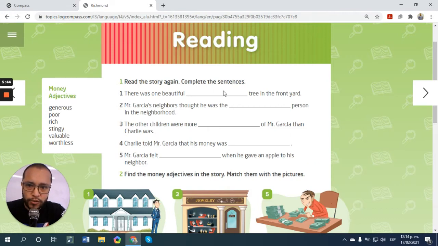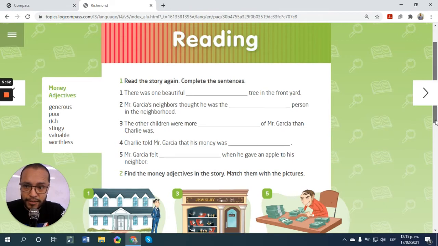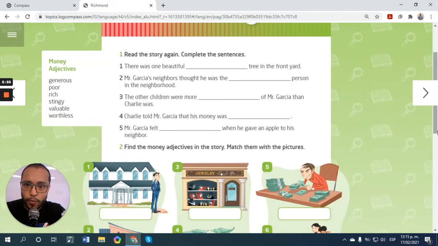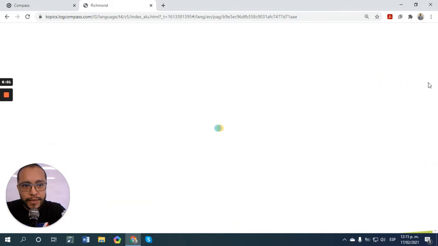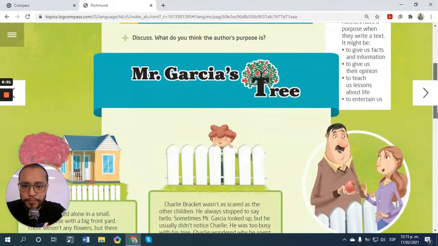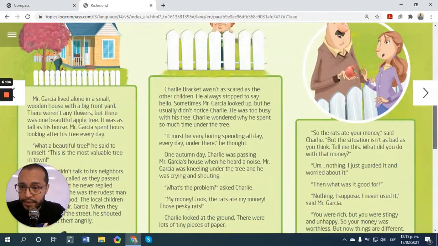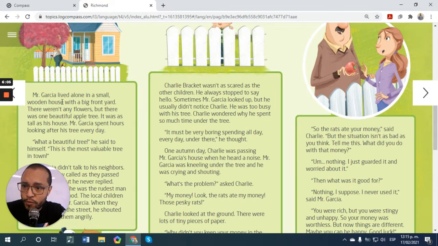What we got to do is try and find sentences that look similar to this on the previous page, on the reading, exactly on the text. So it says there was one beautiful tree in the front yard. If we go back, we can see that they mean the variety of the tree. It says Mr. Garcia lived alone in a small wooden house with a big front yard. There weren't any flowers, but there was one beautiful apple tree.